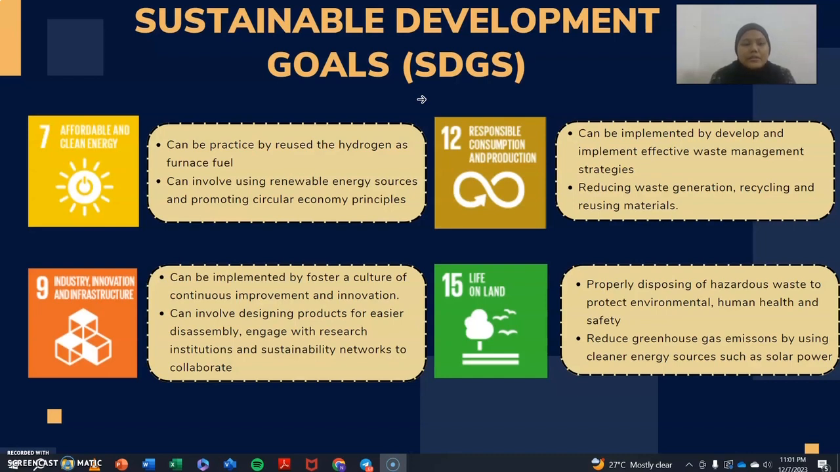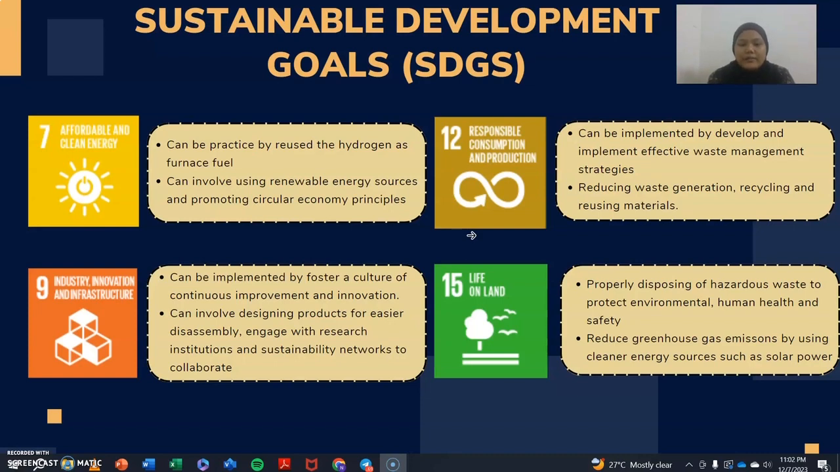For SDG 9, which is industry, innovation and infrastructure, it can be implemented by fostering a culture of continuous improvement and innovation, and also we can design products for easier disassembly, engage with research institutions and sustainability networks to collaborate. For SDG 12, which is responsible consumption and production, it can be implemented by developing and implementing effective waste management strategies. Other than that, we can also reduce our waste generation by recycling and reusing materials.